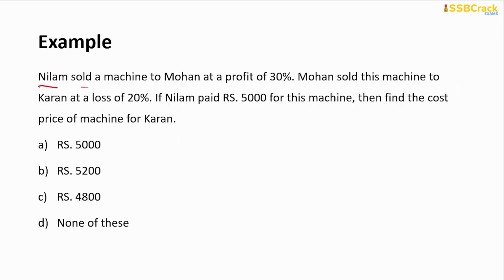Neelam sold a machine to Mohan at a profit of 30%. So this is the value of R1, and here I indicated it as positive to mention that it is a profit. And now Mohan, the second person, sells this machine to a third person, Karan, at a loss of 20%. So R2 here is negative because it's a loss. Right? So R2 is negative. And if Neelam paid rupees 5,000, this is the cost price of that machine for Neelam. So this is the value A.